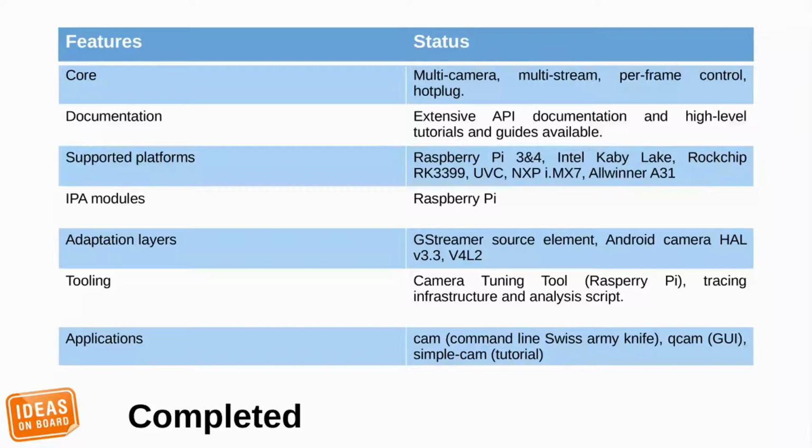Adaptation layers, we talked about them already. We have a GStreamer source element that supports a single stream at the moment. We do have an implementation of an Android camera HAL for version 3.3, which is not the latest, but brings most of the features. It has been tested mostly on, well, actually only on Chrome OS, because Chrome OS uses the exact same API for the camera as Android, so that has been our test platform. And we do have support for compatibility with existing V4L2 applications.